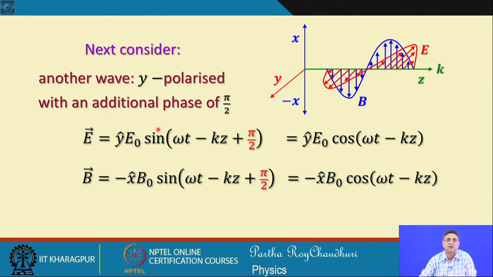In that case, how do I write this equation? For the electric field everything remains the same, I just add a phase of pi by 2, and for the magnetic field as well I add a phase of pi by 2. As a result, you can write this equation in this form: y unit vector E0 cosine(omega t minus kz), and for the magnetic field, minus of x unit vector B0 cosine(omega t minus kz). Indeed, this has become a cosine function, earlier it used to be a sine function.